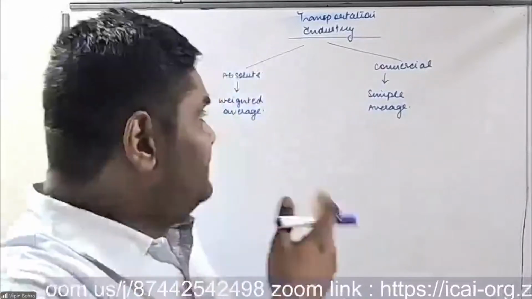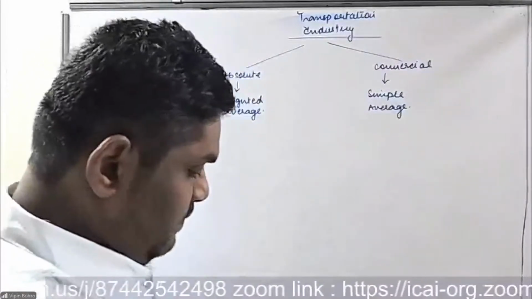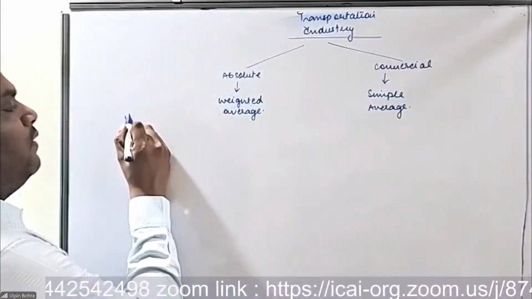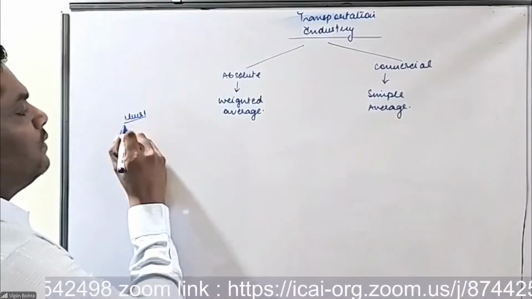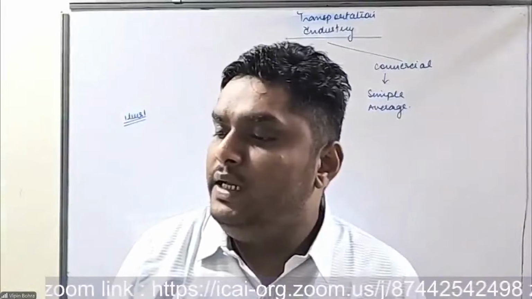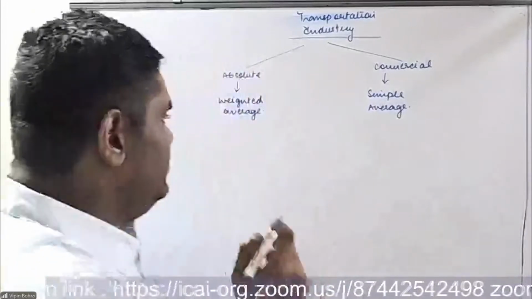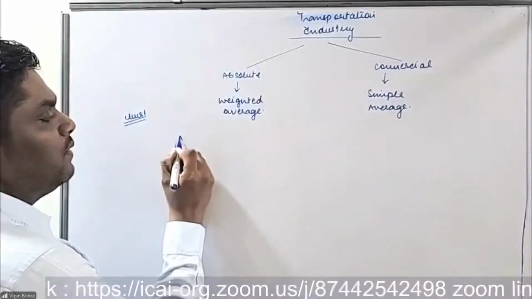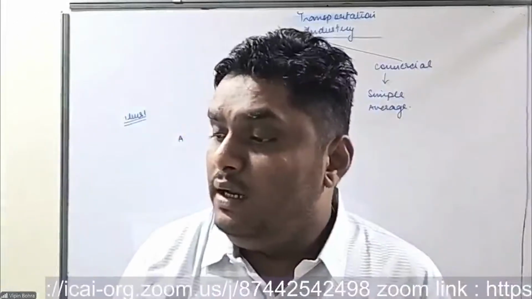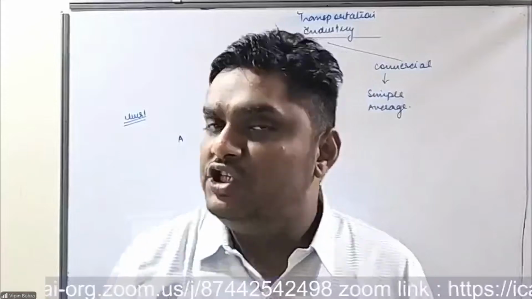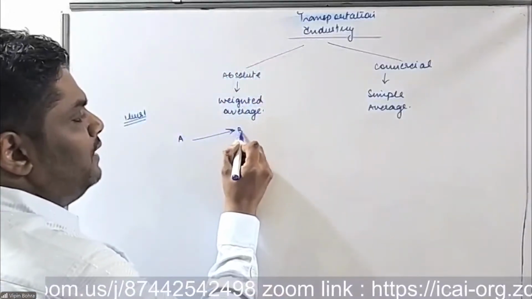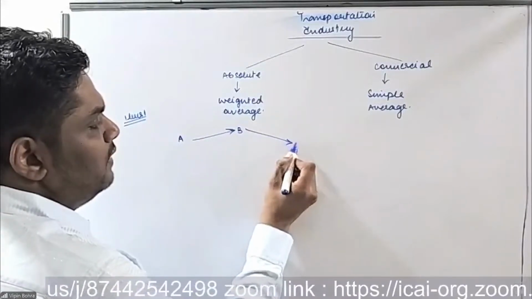So when talking about this absolute method, let's start with this question. A lorry starts with 20 metric tons of goods from station A. So there is a station A. The lorry starts with 20 metric tons. It unloads 8 metric tons at station B. So from A it is going to B, and from B it is going to C.